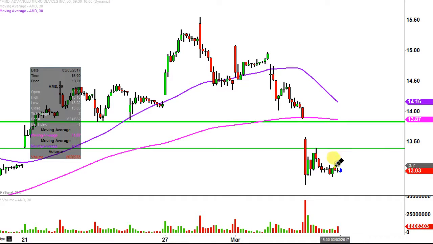Instead of each one of these candlesticks here representing one day's worth of price action, which is what you would normally see, each one represents 30 minutes. So while this here may look like several days' worth of time, it's actually just today's price action broken down into 30-minute time slices.